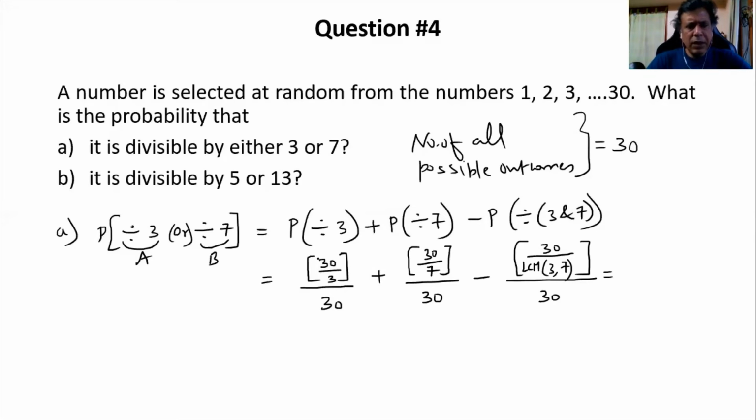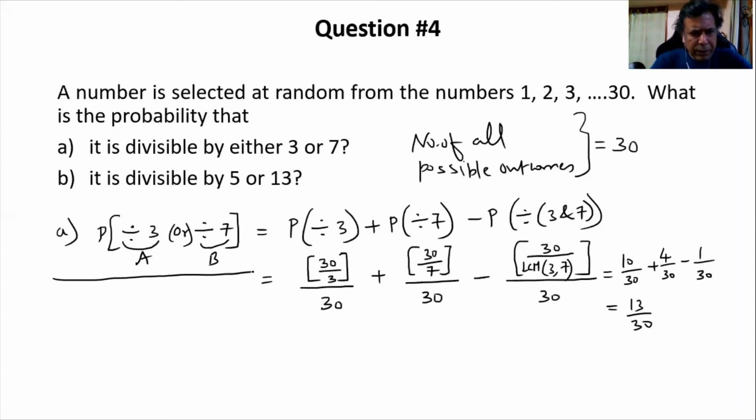So now 30 divided by 3 will become 10, so 10 by 30, plus the integer value of 30 divided by 7. 7 fours are 28, and subsequently there will be a decimal number, which we can ignore. That means this is 4 by 30. Here the LCM of 3 and 7 is 21, so 30 by 21 will be 1 point something, so we consider only 1 divided by 30. So this will give me a result of 13 by 30. So this is the first part of the question.